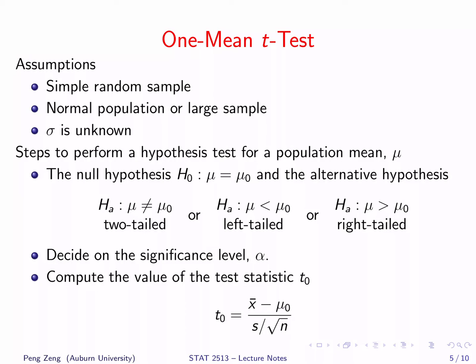Then we need to decide on the significance level alpha. This choice of alpha is by convention. The most common value is 0.05. Occasionally, we may use 0.01 or 0.1. Compute the test statistic as x bar minus mu0 over s divided by square root n. Here, x bar is the sample mean, s is the sample standard deviation, and n is the sample size. Note that no matter which alternative hypothesis you use, the test statistic is always the same.